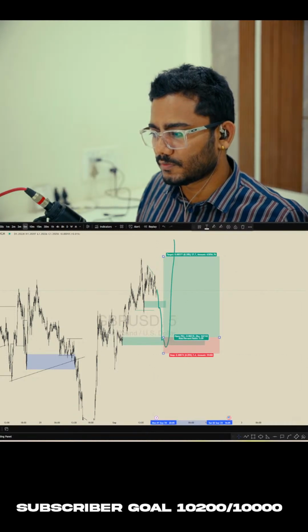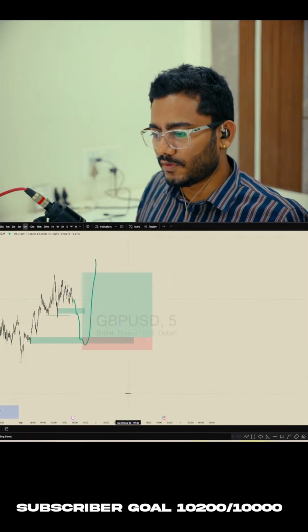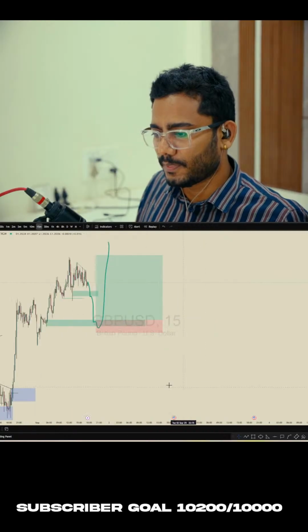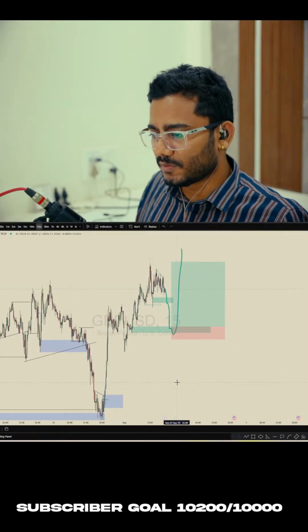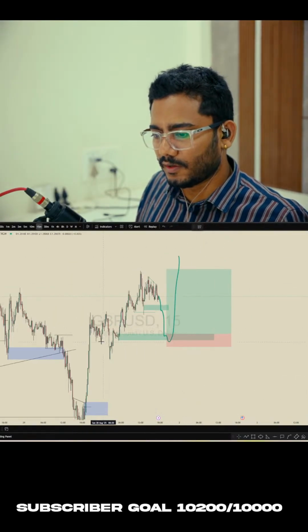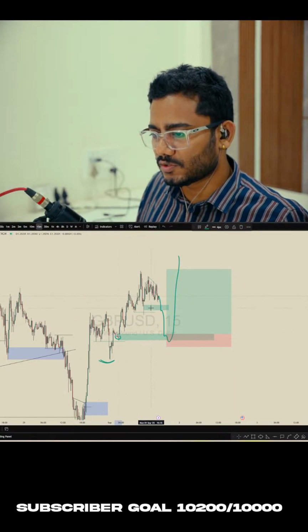Something like this. Because we have our bias to the upside, we have this nice imbalance to the upside, and there is a 50-minute inducement, and we have this strong structure to the downside. So both of the zones can be worked.